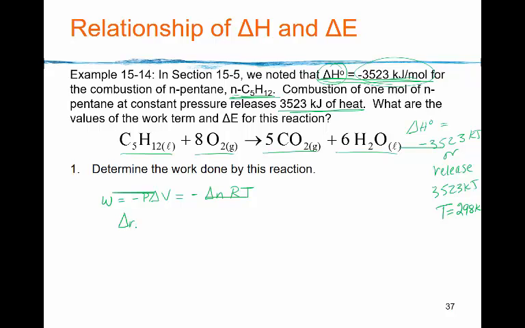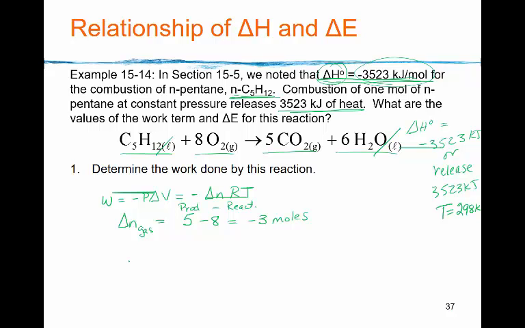Delta N of the gas, remember, because if it's a liquid, we don't care. It's only gases that can do this, right? Okay, the delta N of the gases is going to be products minus reactants. It's going to be 5 minus 8. It's going to equal a negative 3 moles. Okay, that's the change in moles.